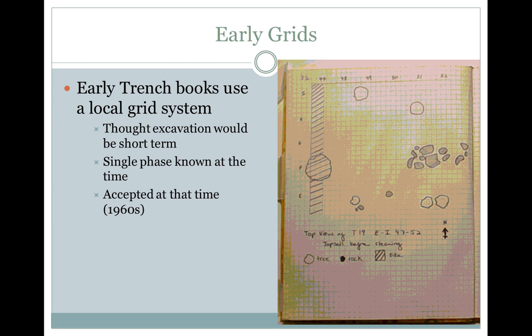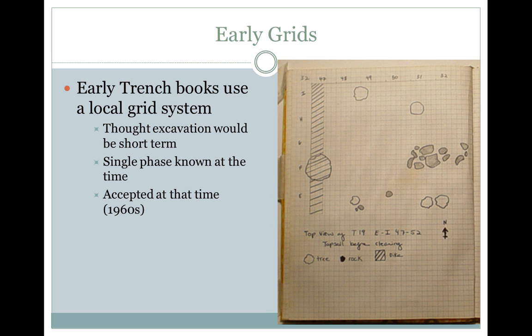Now, when the site first started excavation in 1966, these early trenches were using local grids. The reason for this is they thought the excavations would be short-term. At the time, only a single phase of occupation was known, the archaic phase. They didn't realize that they would be dealing with multiple phases vertically through the trenches, and at the time in the 1960s, local grids were an accepted practice.